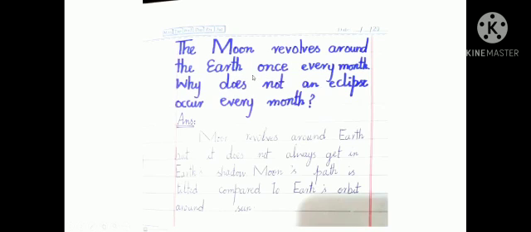The moon revolves around the earth once every month. Why does not an eclipse occur every month? Its answer is that the moon revolves around earth, but it does not always get in earth's shadow. Moon's path is tilted compared to earth's orbit around the sun.